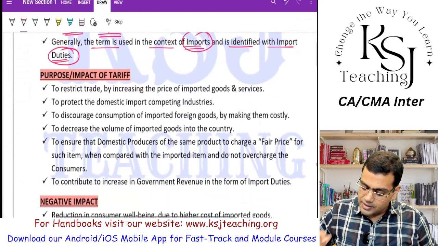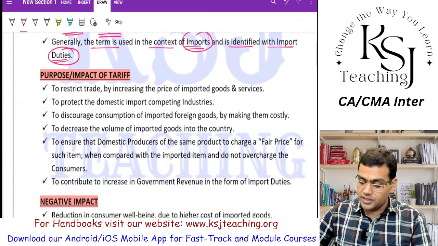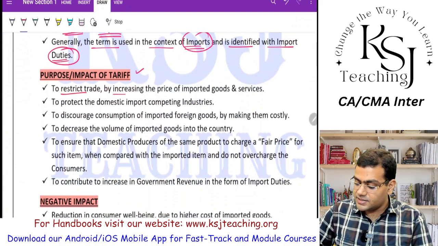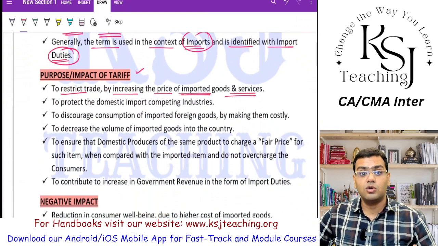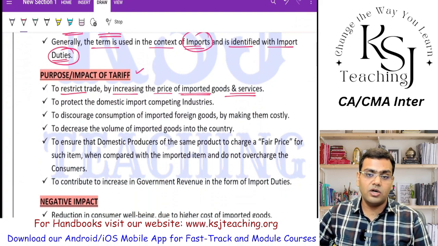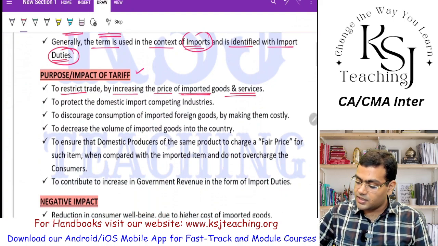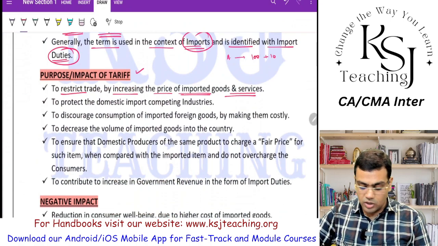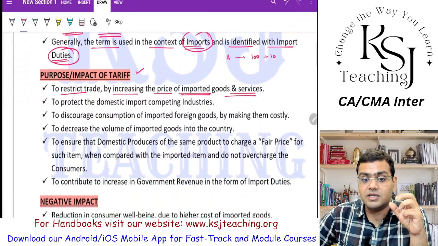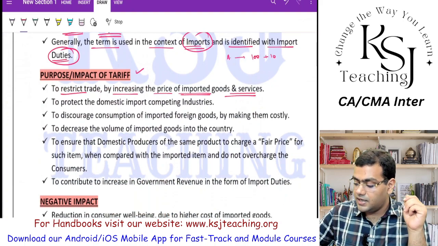Clear? Okay, so what is the purpose or the impact of tariff? To restrict trade by increasing the price of imported goods and services. So they will increase the tariffs, they will increase the customs duty, if they want to make the imported goods costlier, right? Let's say there is a product A. Earlier you were importing that product at 100 rupees and on that you were paying 10 rupees as customs duty. Now the government says, no, we want to make this product costlier so that imports are less, right?